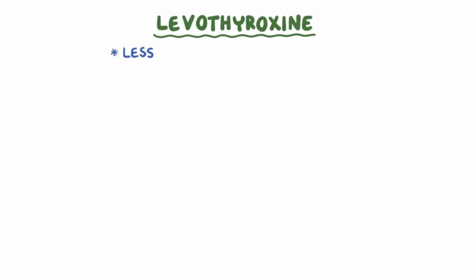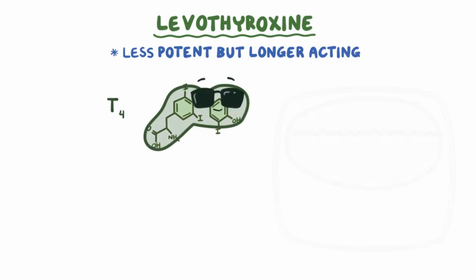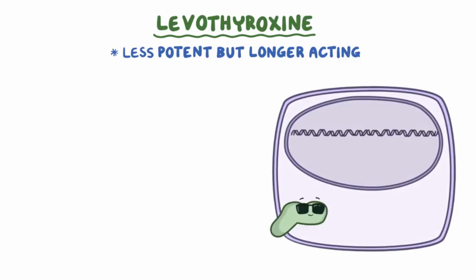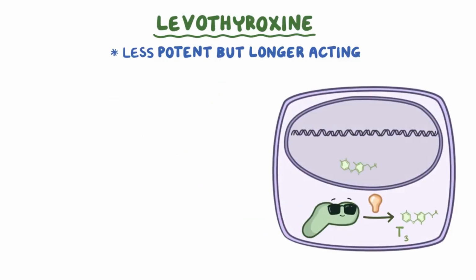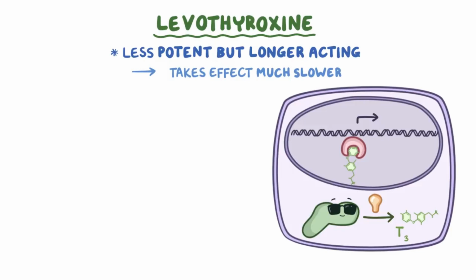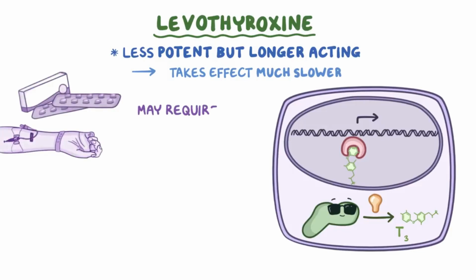Levothyroxine is much less potent but longer acting. Just like natural T4, when it reaches the target cells, it first needs to be converted to T3 by the enzyme 5-deiodinase. Due to this, levothyroxine takes effect much slower than liothyronine, and individuals may require 6 to 8 weeks of therapy to achieve a normal T3 and T4 level.